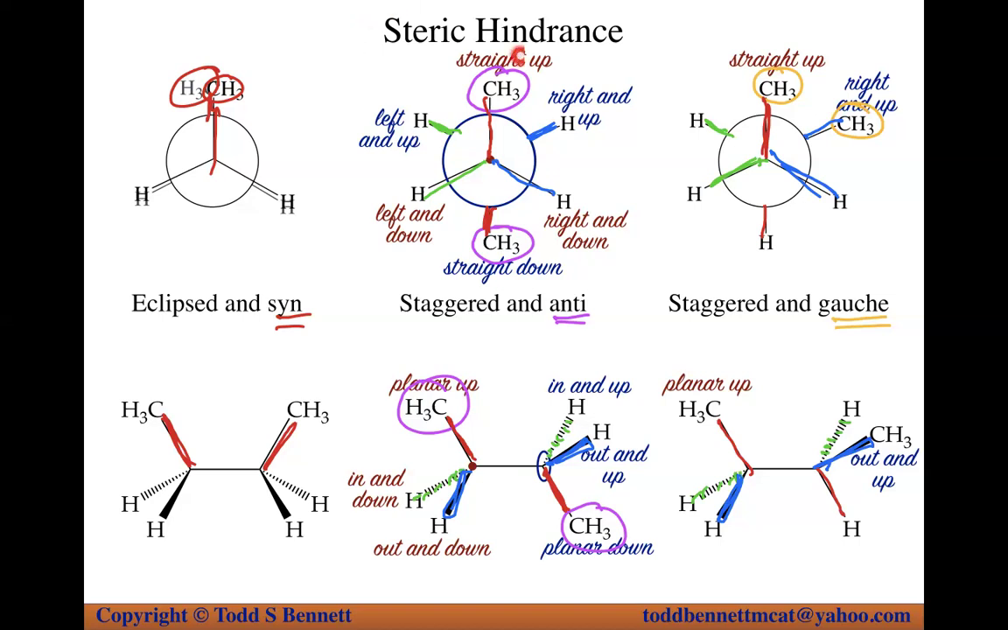So when you're dealing with steric hindrance, two groups that don't have any favorable interaction, they just bump into each other, then you want them as far apart as possible. Anti is your best. So in front, it's planar up, and in back, and planar up as well. So in the plane and up. Okay, so a lot going on. First time seeing it. Hopefully you can take it all in.